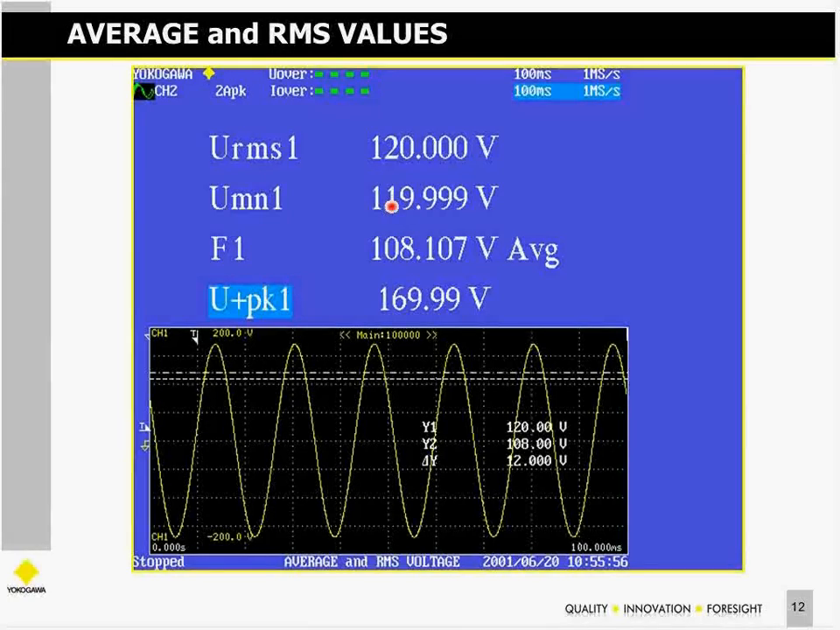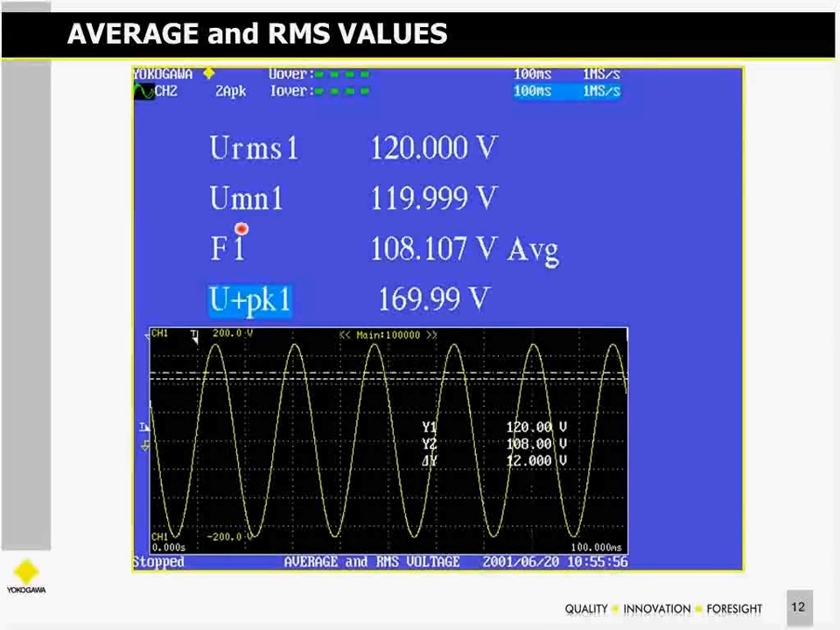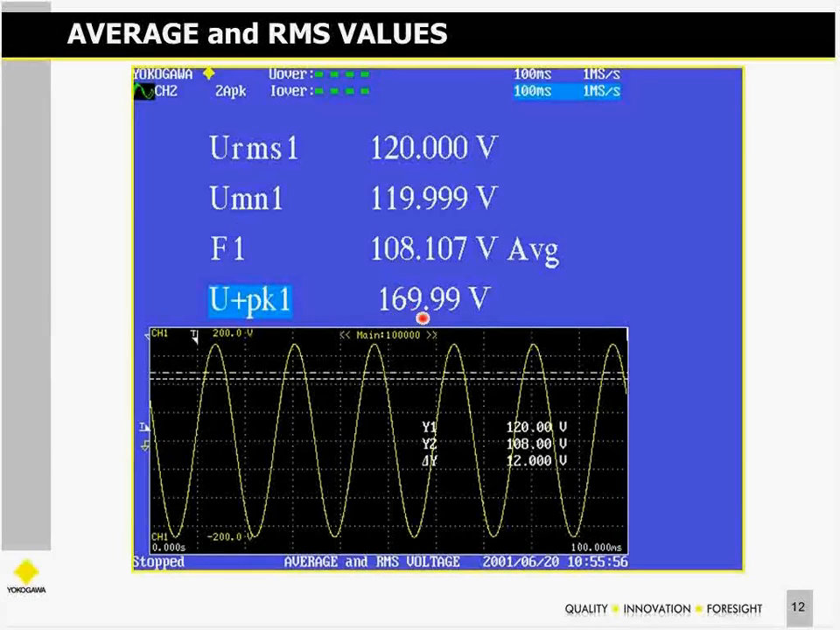120. All right. And then we have a measurement function in our power analyzers, which is an actual mean measurement function. So that is the mean scaled to RMS, and you can see it's basically 120 volts. Then our peak value, which is square root of 2, 169, about 170 volts that we're measuring here on the peak. So those are some relations, and this has to do with sine waves.